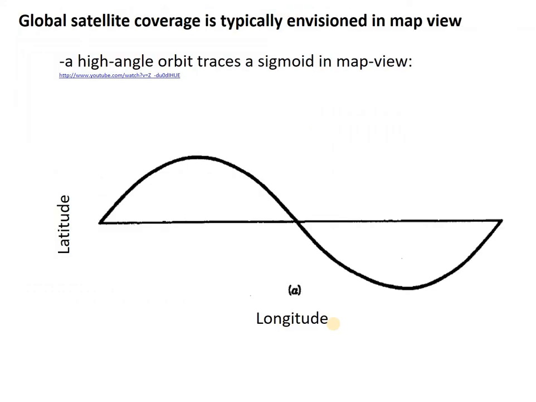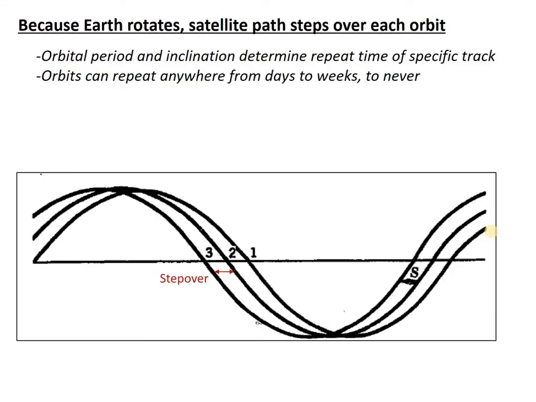So when we think about how satellites get coverage of the globe, it's good to think about these traces in a map view. And so now we just have a flat map projection. Here's latitude, here's longitude. And so when you lay out Earth in this flat projection, you see that the satellite actually is tracing this kind of sigmoidal shape. And as it repeats tracks and repeats its orbital periods, it lays down these tracks that have some step over relative to each other.